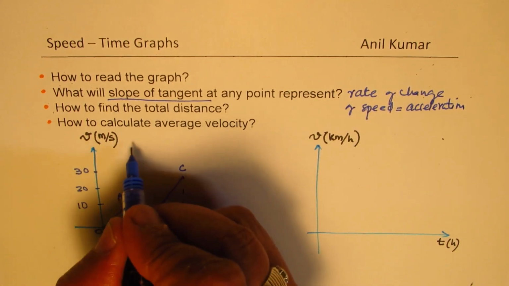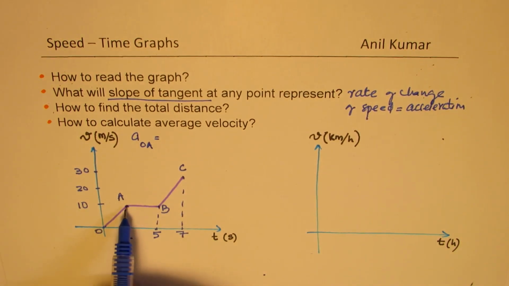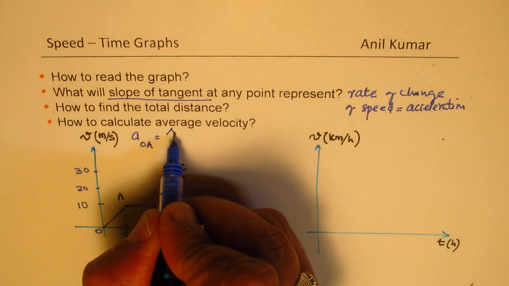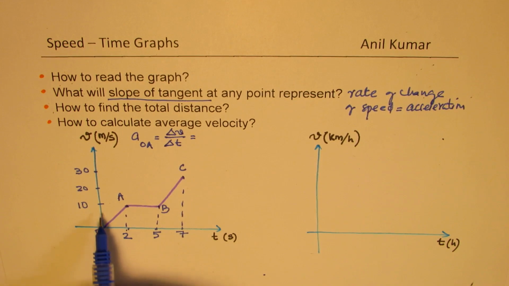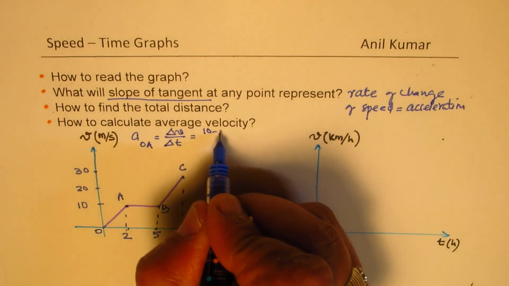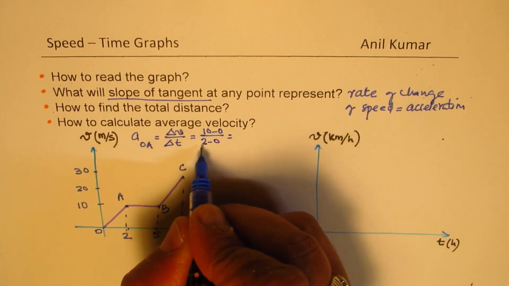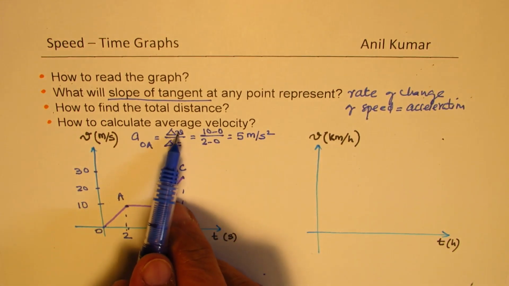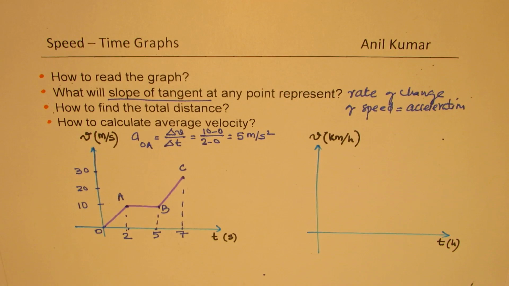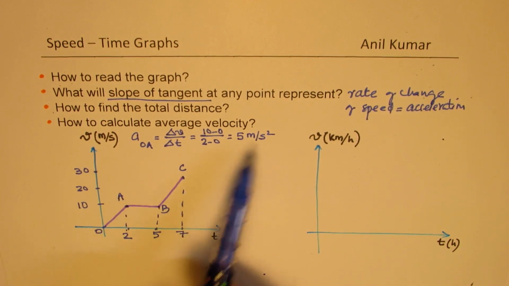So here, acceleration from O to A is the change in velocity over change in time. So in this case, the change in velocity is 10 minus 0, right? 10 minus 0 over time, which is 2 minus 0. So 10 divided by 2 is 5 meters per second square, since velocity is in meters per second and time is in seconds also. So we see that the acceleration at this time is 5 meters per second square.